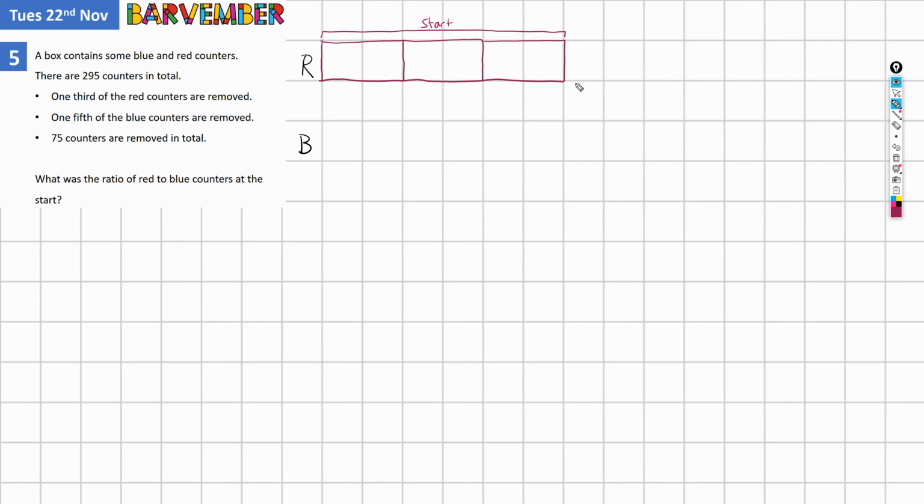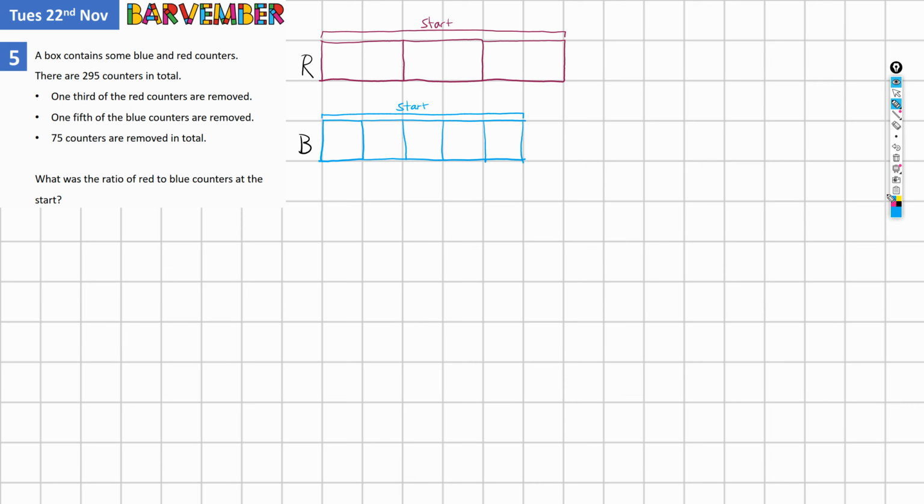Okay, and what do we know? Actually, I'm going to draw the blue one. Okay, so what do we have for blue? Well, for blue, we are dealing in fifths. So I'm going to draw 5 blocks. So that's 1, 2, 3, 4, and 5. Again, completely arbitrary block sizing compared to each other. I'm not comparing red to blue here, okay? And that's what we have at the start.